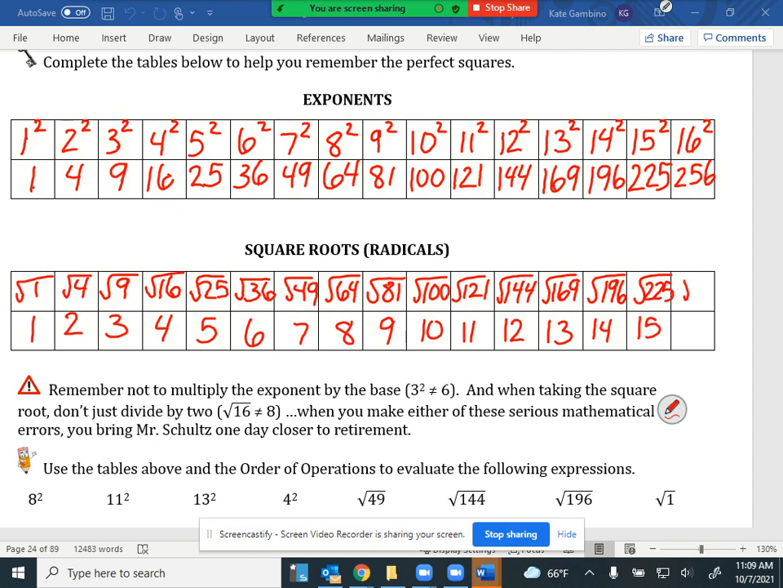So you want to make sure you're filling in these tables on your binder sheet, because they'll be easy for you to refer back to when you're doing your work. So if you have the tables all filled in, you can refer back to it, and it'll help you answer a lot of these problems. So that is our exponents and our square roots with those perfect squares.